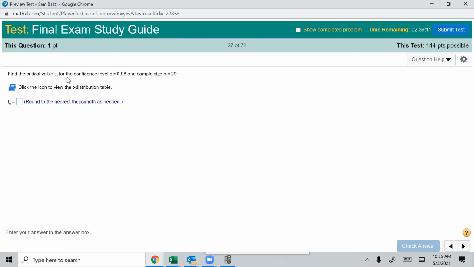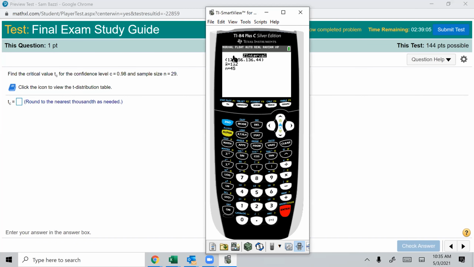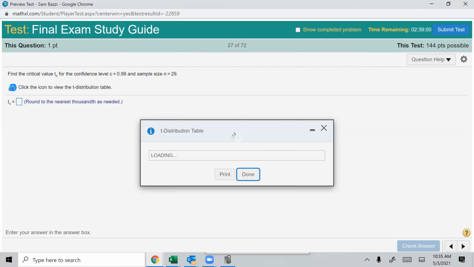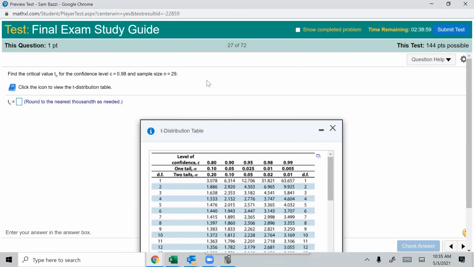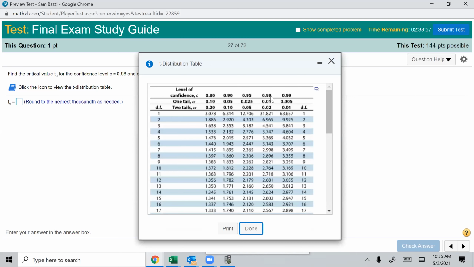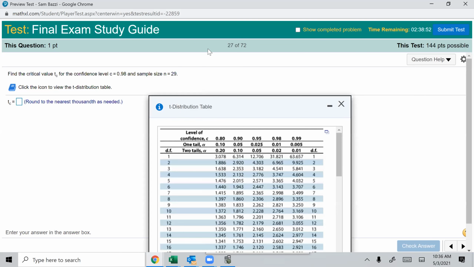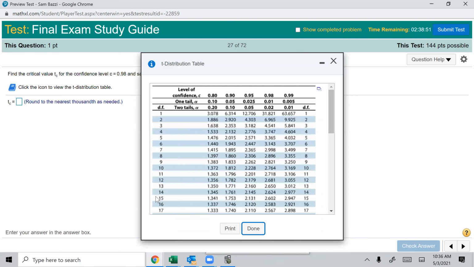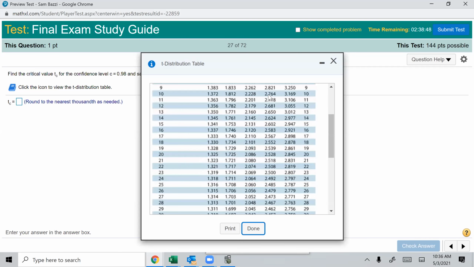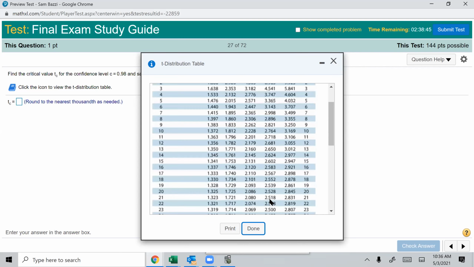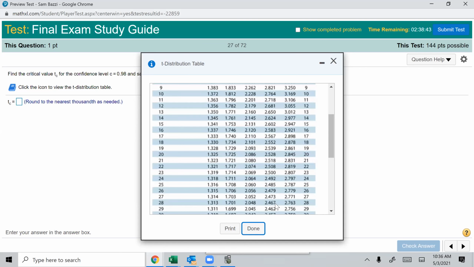Find the critical value t_c for the confidence level 0.98. We can use the calculator here, or you can use the table. If you open the table here, you go, guys. It already has a 98. And what's the degrees of freedom? N is 29, so degrees of freedom is 28. So just scroll down to 28 and then look for 98 and find it from there, right here, 2.467.